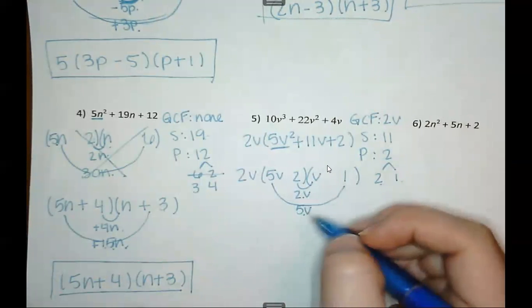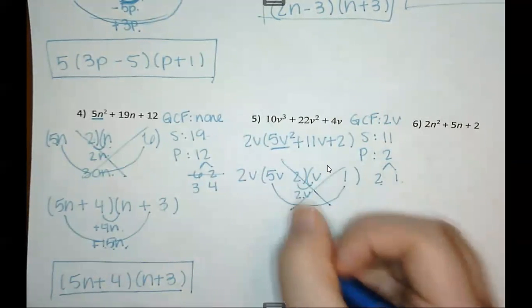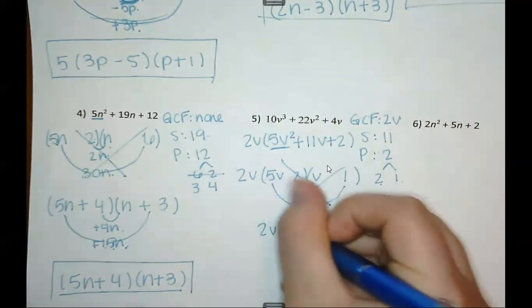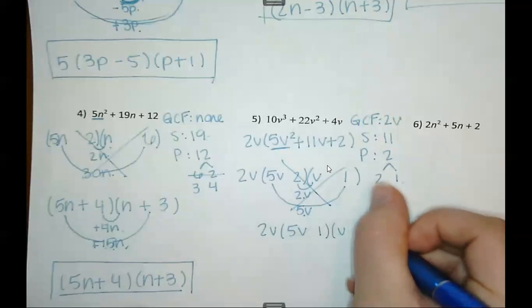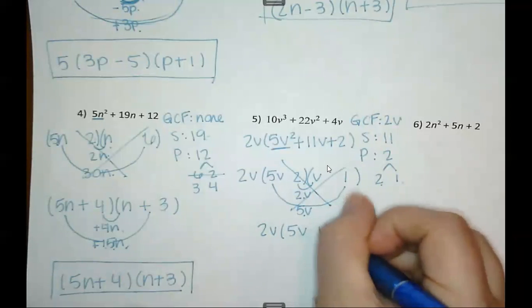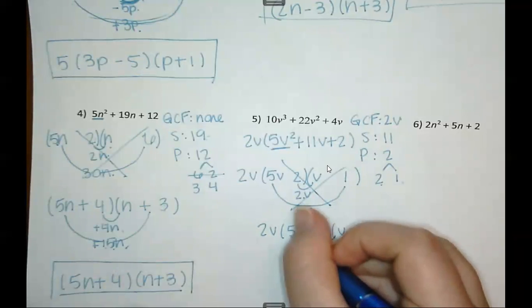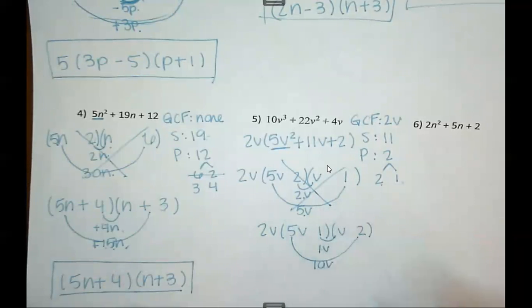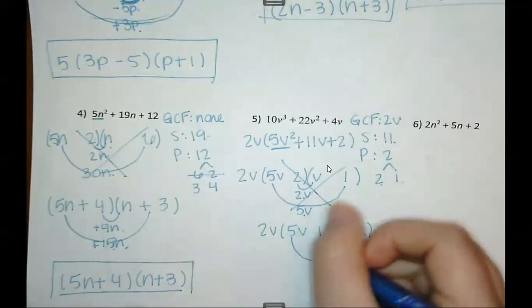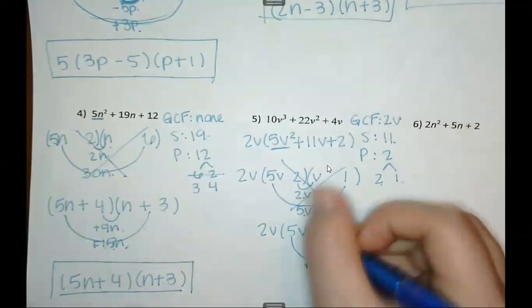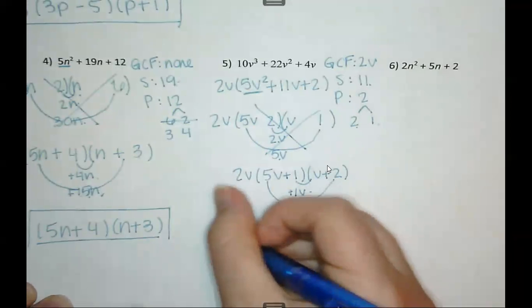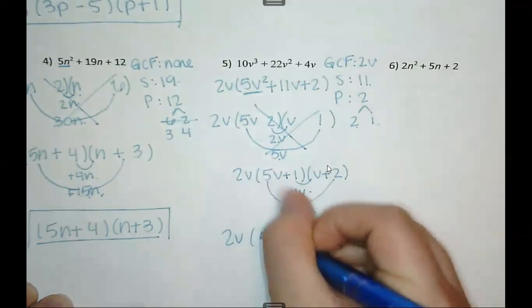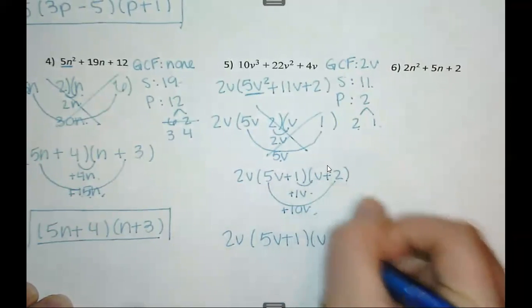So I did this in the wrong order. Let's try again. 5V and V, and I'm going to put the 1 here and the 2 here. So I check the inner, that's going to give me 1V. I check the outer, that gives me 10V. And I can make 1 plus 10 give me 11 if I just put a plus sign with each one. So my answer is 2V times 5V plus 1 times V plus 2.